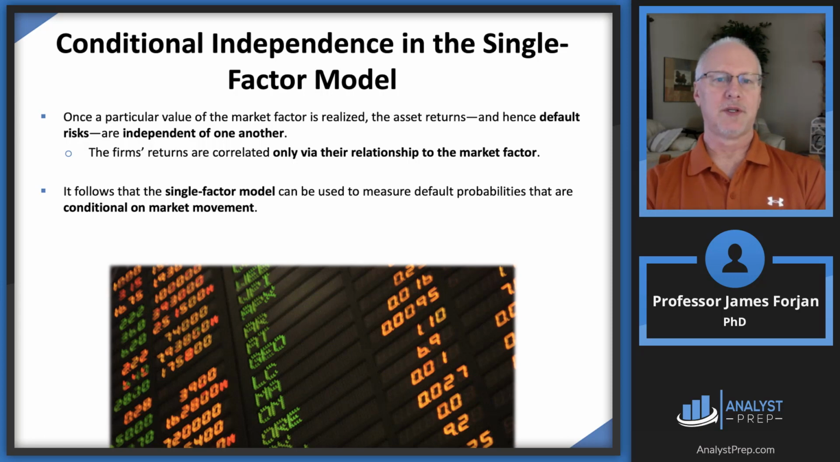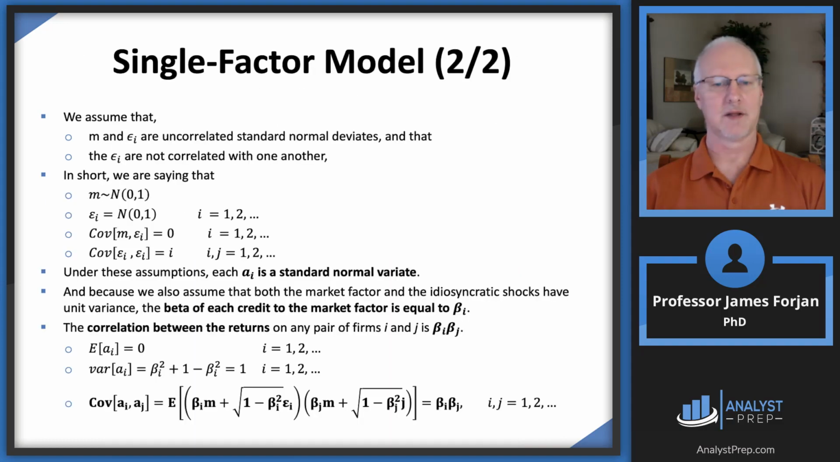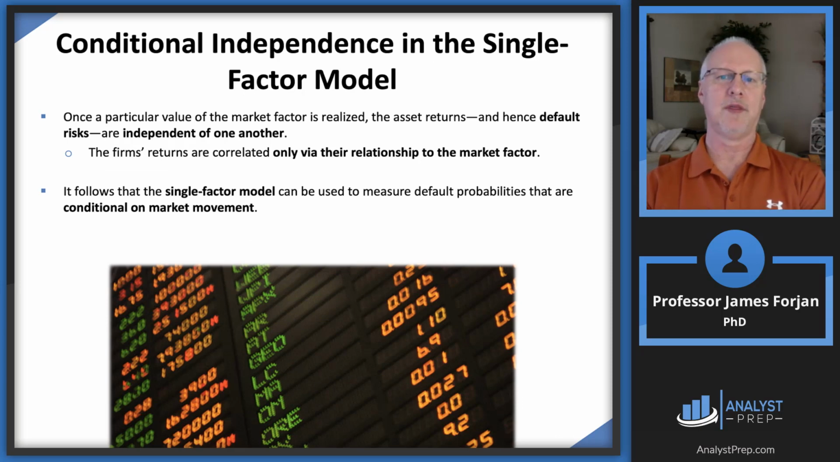Now, once a particular value of that market factor is realized, then those asset returns and the default risks are going to be independent of one another. And so the conclusion here is that those firms' returns are correlated only with their relationship to the market factor. So these default probabilities then are going to be conditional on market movements. So all the stuff that we learned back in the single factor model and the single index market model, and then the Ross multi-factor models applies here.